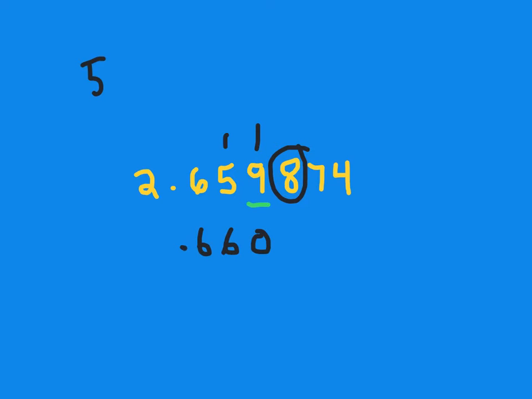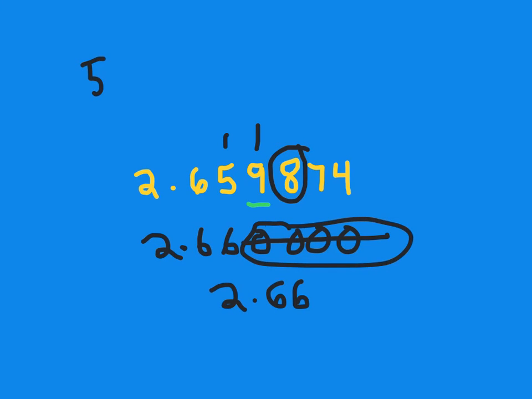I bring my decimal point down again. I bring that down. Everything else turns into zeros. And there's my big mistake. I never show the zeros. So I would actually just write my final answer as 2.66. These digits don't have any value at all, so don't show them.